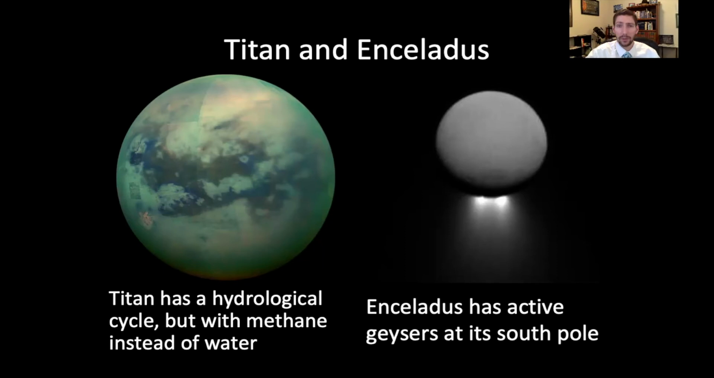Enceladus is a smaller moon of Saturn, but it has active geysers at its south pole. This means it has a subsurface ocean of water. By the time that it spews this water out, it freezes into ice and goes into orbit around Saturn. These ice particles form the E ring. There are missions to Enceladus being proposed. So far, none of them has been approved, but that may change in the next few years.